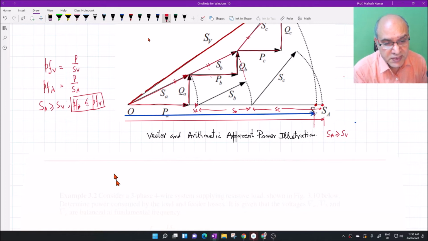So we have now two apparent powers. Number one, vector apparent power. Number two, arithmetic apparent power. Based on this, we have two power factors. The one is the arithmetic power factor. Number two, the vector power factor. And the arithmetic power factor is less than the vector power factor because SA is equal to or greater than SB.